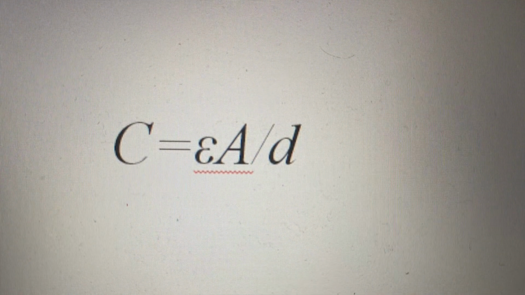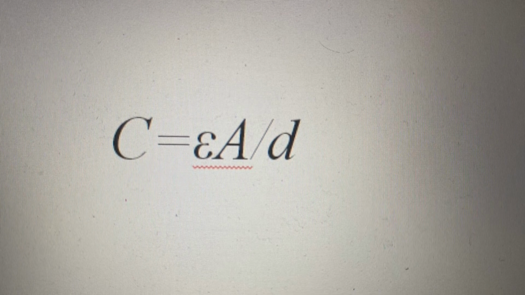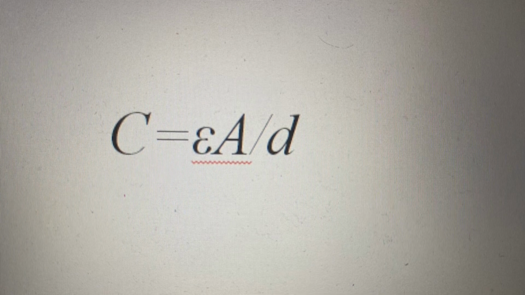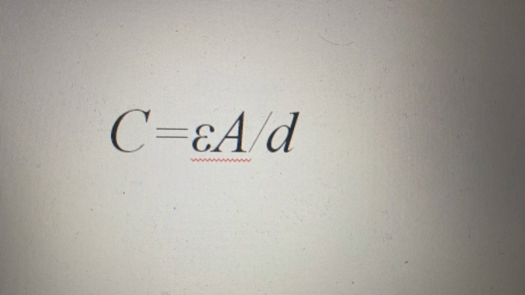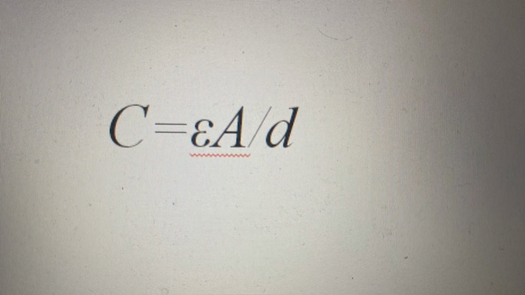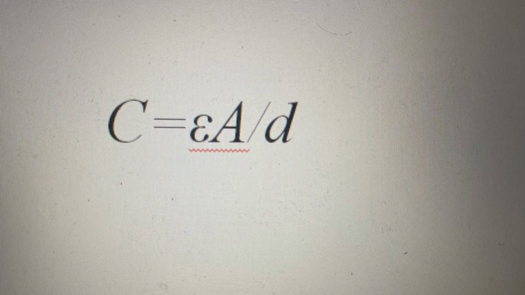Capacitance is dependent on several factors, and these factors can be seen from this formula. In the formula, epsilon is the permittivity of the material between the plates, A is the area of one of the plates, and D is the distance between the plates. As we can see from this formula, capacitance is proportional to the permittivity of the material.